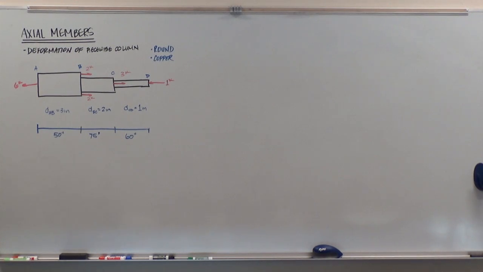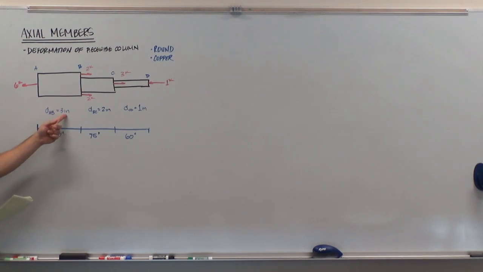So here's an example of an axial member where both the internal normal force and the cross-sectional area vary across the length of the member. Here we have a column with 3 discrete sections. It's column A, B, C, D. Between A and B, it's 50 inches long. All of these are round cross sections, and they're all made out of copper as well too.